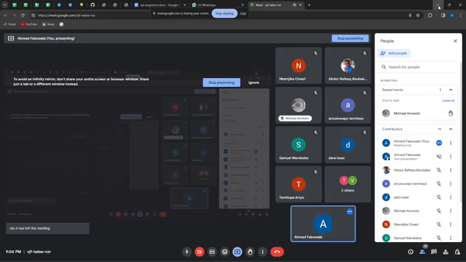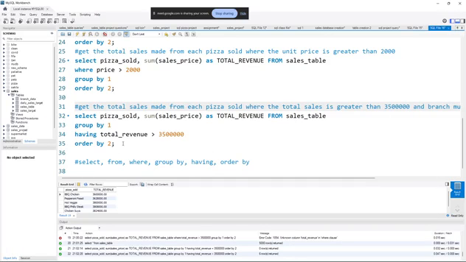Mr. Michael, please, if you have a question, just let me know. I was going to say, where and having, they are both filters, right? Yes, where will be a filter on columns and having will be a filter on aggregates. Yes.